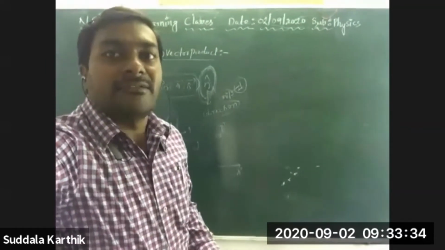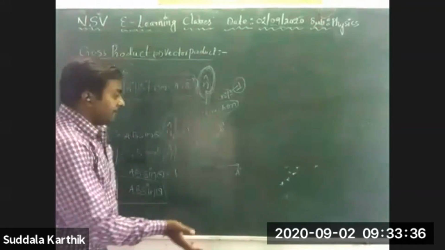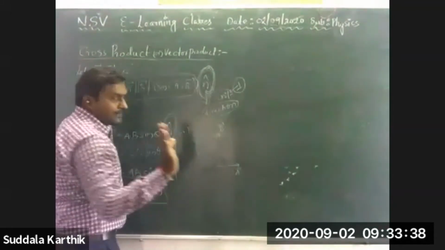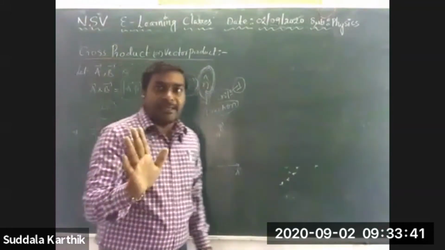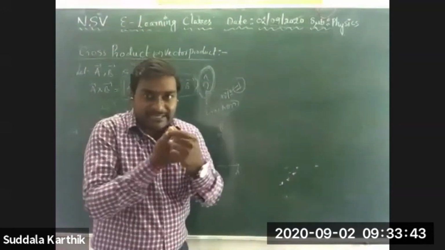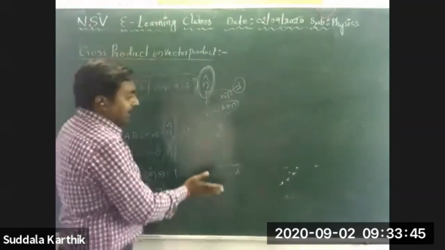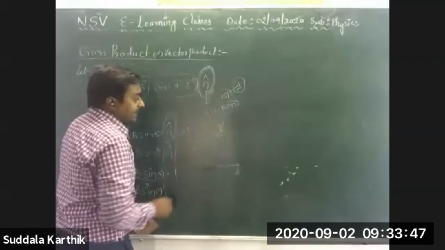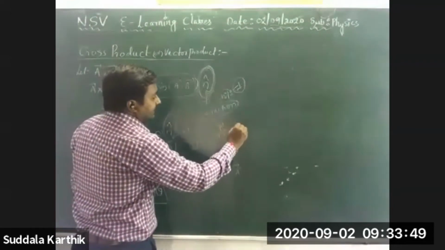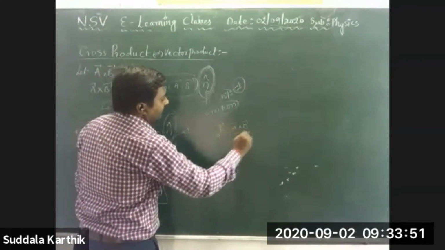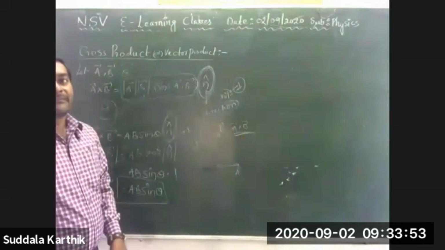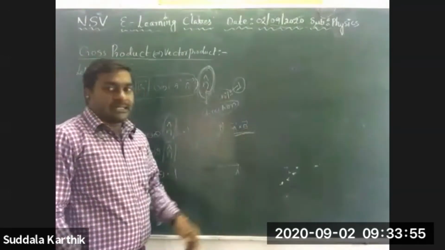Along the direction of my thumb finger. Simply see here, again to find out the direction of a resultant vector. This is the resultant vector. Thumb. See here, this is the first vector. This is the second vector. I want to find the direction of the cross product of the first vector and second vector.